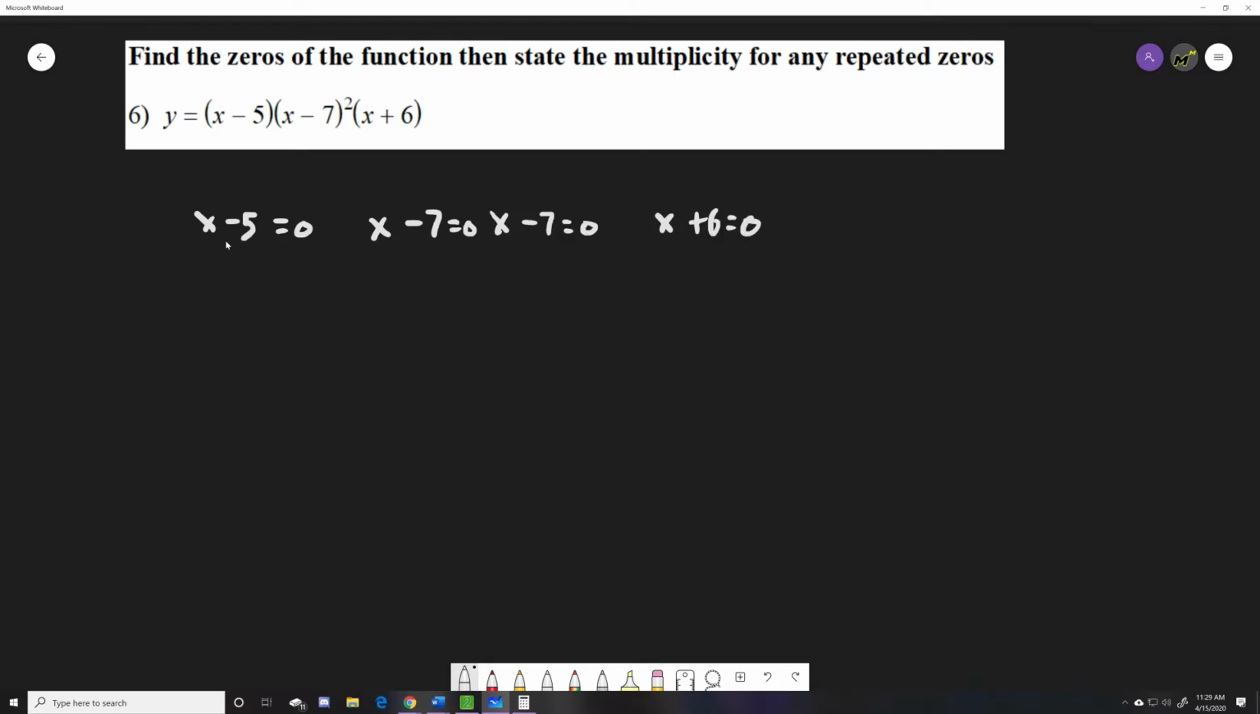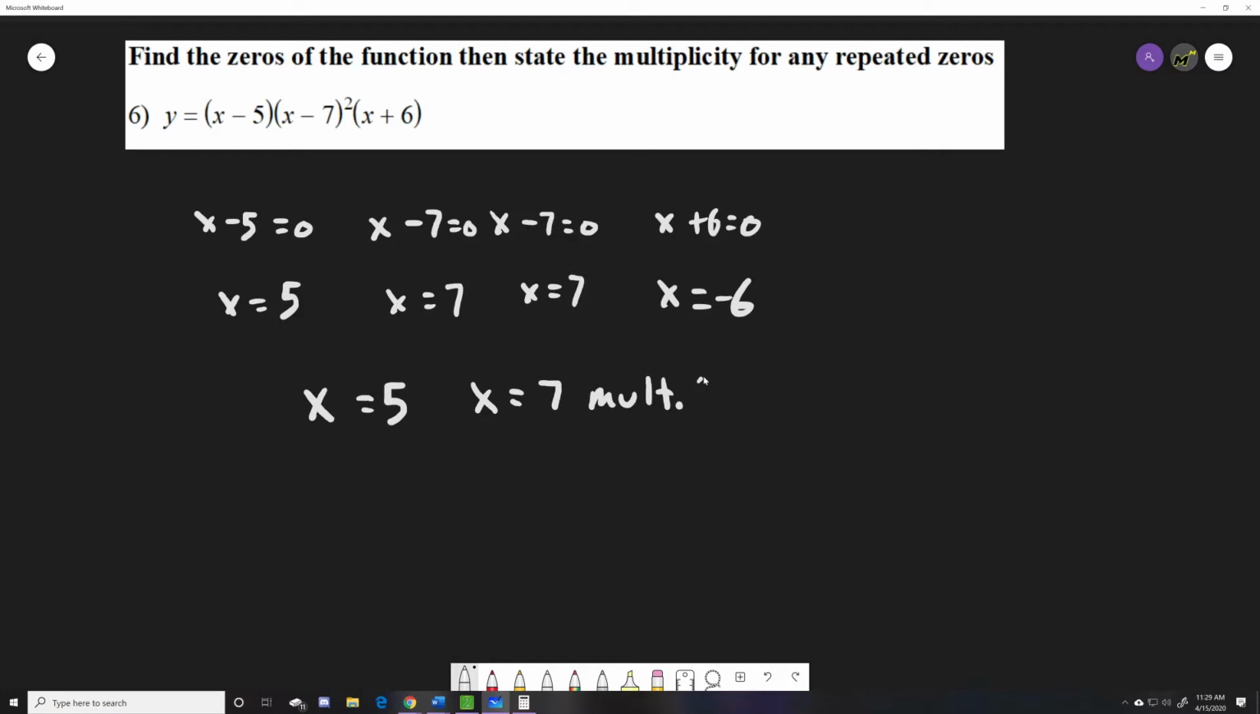Add 5 to both sides, x equals 5. Add 7 to both sides, x equals 7. Add 7 to both sides, x equals 7. Subtract 6 from both sides, x equals -6. So your zeros are x equals 5, and then you don't have to repeat it. And the multiplicity, here's what they mean by that. We'd have 7 with a multiplicity of 2, so you could just say 7 multiplicity of 2. And then x would still equal -6. Anything like that is an acceptable format. It just states that you have 2 number 7s, not just 1 number 7 as a solution.